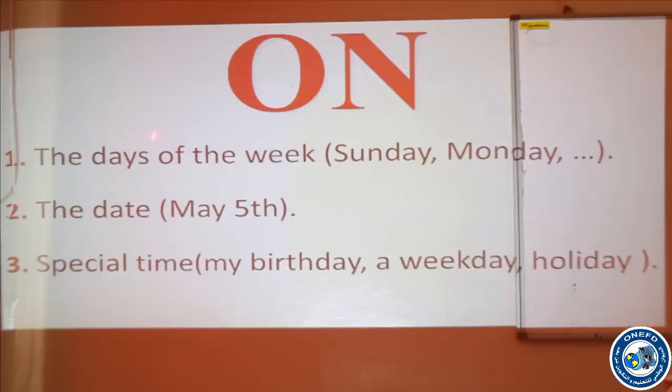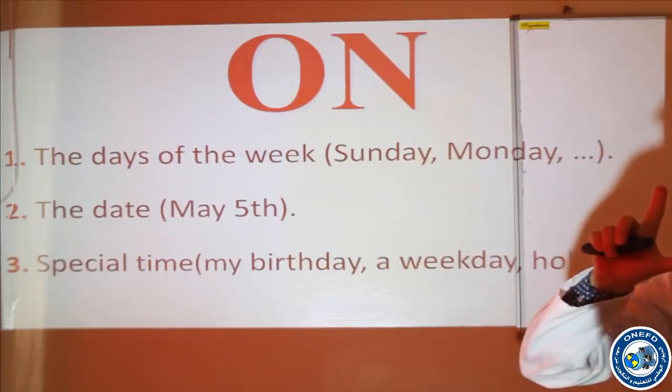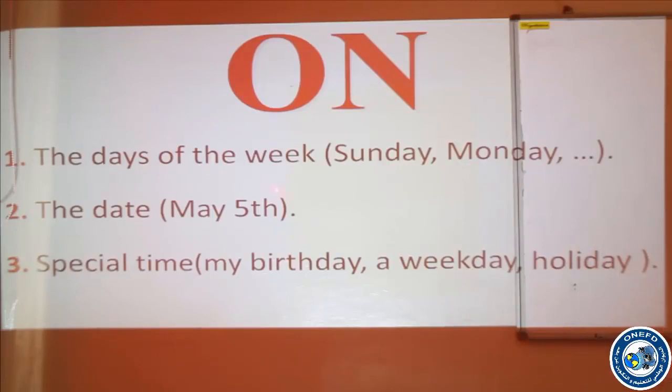Let's move on to on. We use the preposition of time on with the days of the week. We have 7 days in the week. We say, for example, on Sunday, on Monday, etc. We don't say in Sunday, in Monday. Also, we use on with the date. For example, we say on May 5th, on September 10th, etc. We use it also with special times. For example, we say on my birthday, on weekday, on holiday.